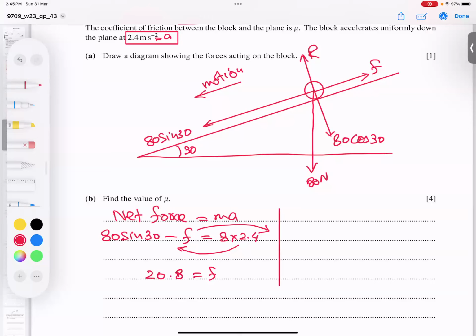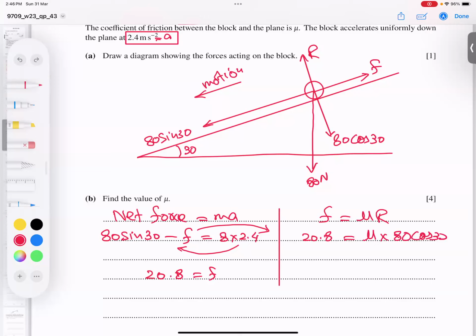Now, what is our R component? It is very clear, equal to that. And what is the formula? F equals mu R. So F is 20.8, mu unknown, R is 80 cos 30. So 80 cos 30 goes down and we divide.